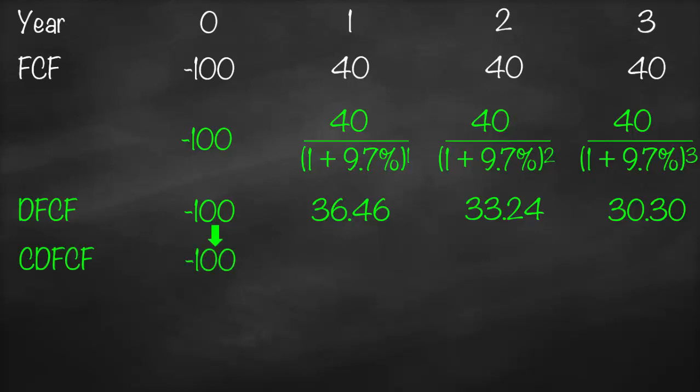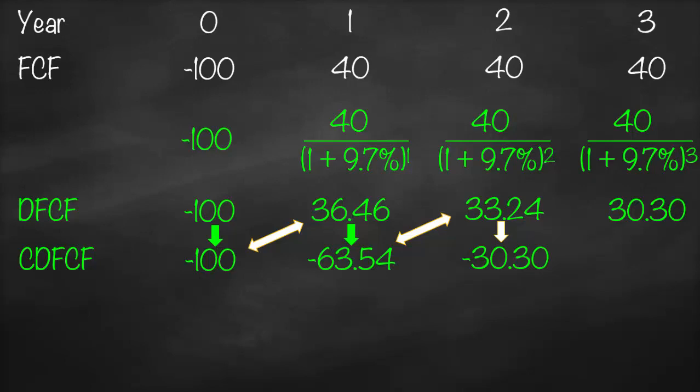Then I need to get the summation of the negative 100 and the discounted free cash flow we will get in year 1, which is 36.46. So the summation will give us negative 63.54. Then I need to sum this negative 63.54 plus the discounted free cash flow we'll receive in year 2, which is 33.24. This will give us negative 30.30.